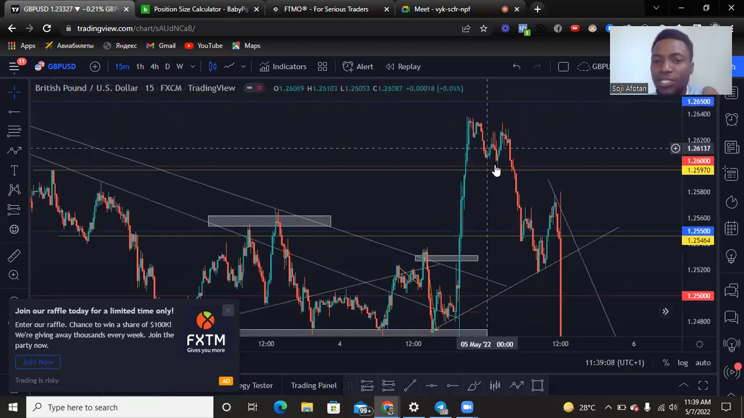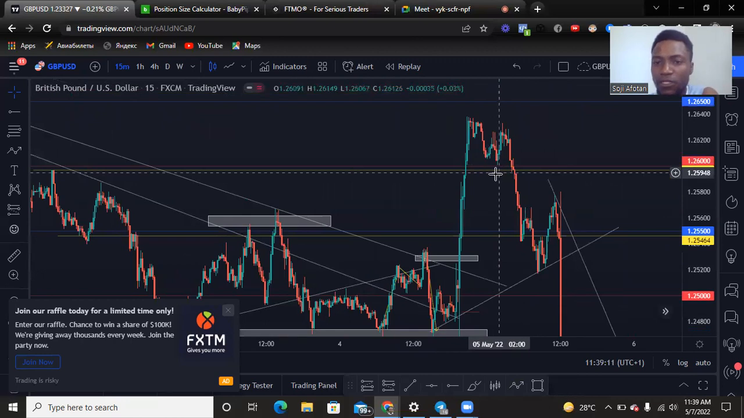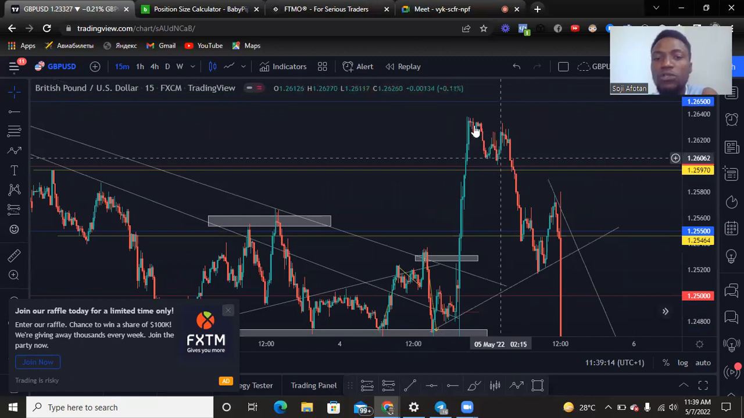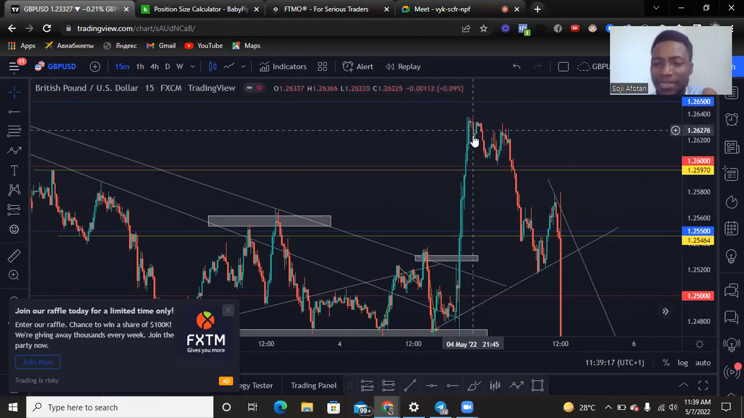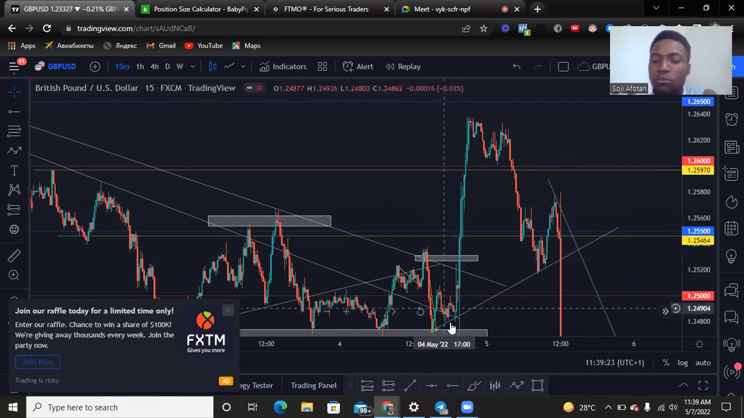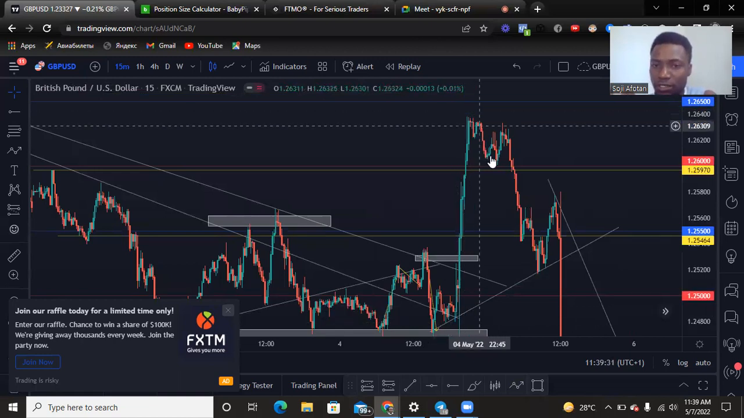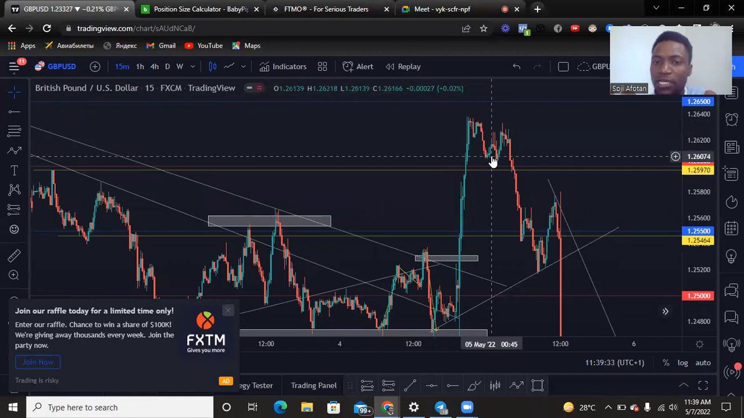Now this particular one as well, this one happened during the Asian session. So this is also an M pattern. This is an M pattern as well. So for an M pattern, the first leg will be bullish. The first leg like this would be bullish, and then it would have rejection. For the second leg, it will push up a bit.